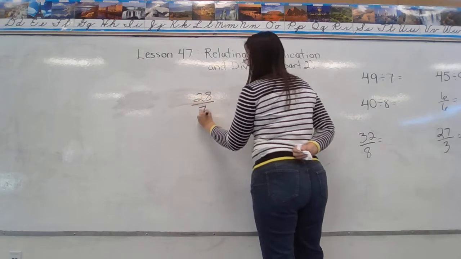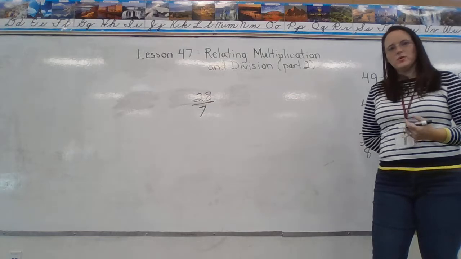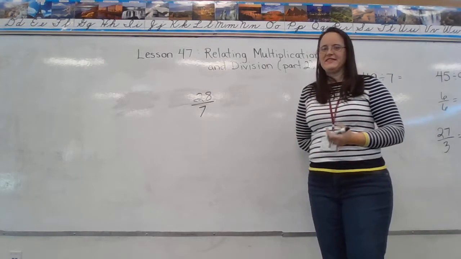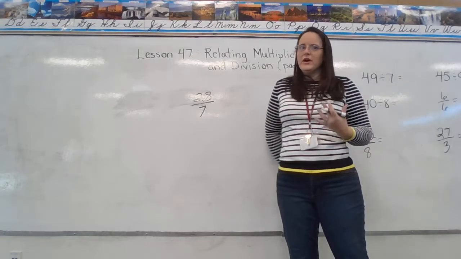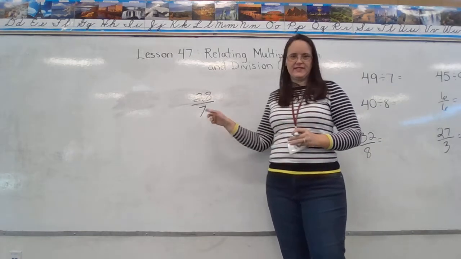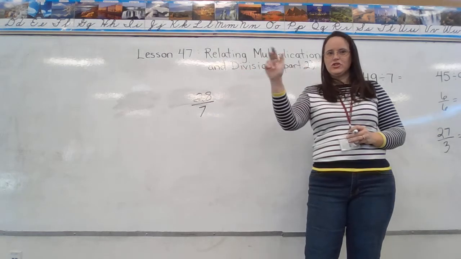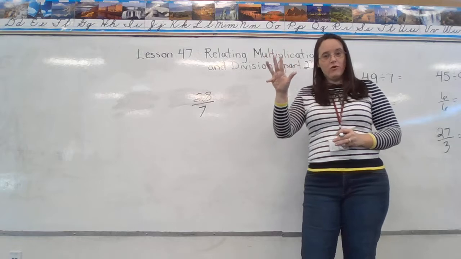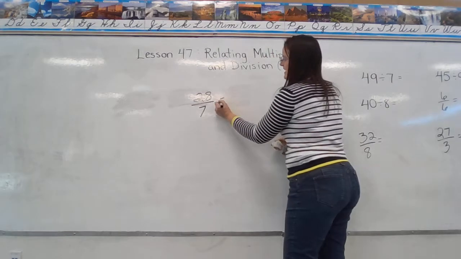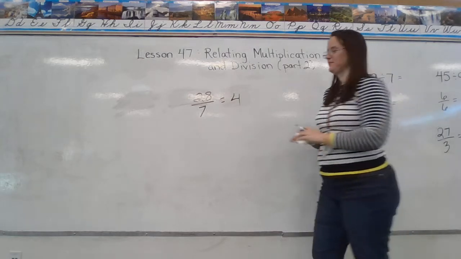28 divided by 7, written as a fraction. But what is 28 divided by 7? Ooh, I'm not really sure about that one. So how about we count up by 7s? We would say 7, 14, 21, 28. I've got 4 groups of 7, so 28 divided by 7 is going to give me 4.